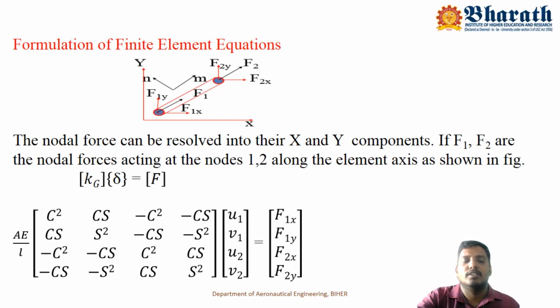Then we know the finite element equation, K times del is equal to your applied force, and AE by L, your stiffness matrix for a global coordinate system, C square CS minus C square minus CS, CS S square minus CS minus S square minus C square minus CS, C square CS minus CS minus S square CS, S square, times into your displacement vector in a global coordinate axis system. That is U1, V1, U2, V2 is equal to your nodal force in horizontal as well as vertical direction in node 1 and 2. That will indicate F1x, then F1y, F2x, and F2y. This is for finite element equations.